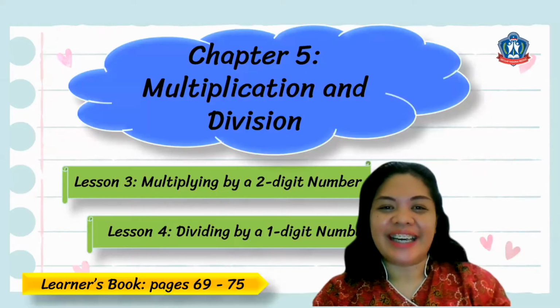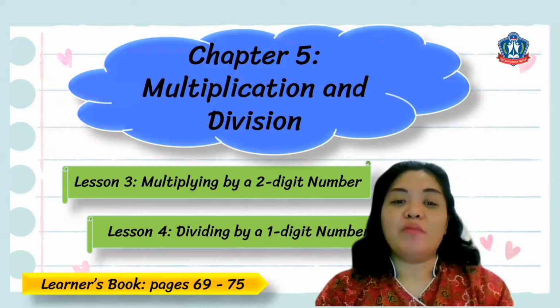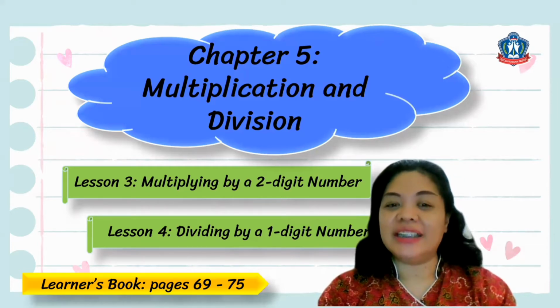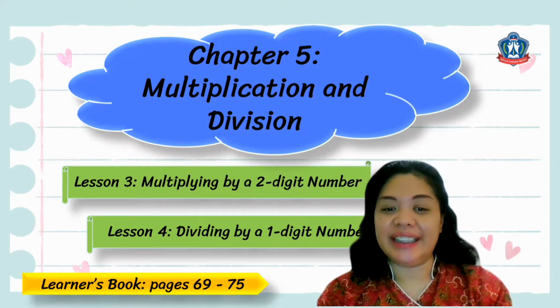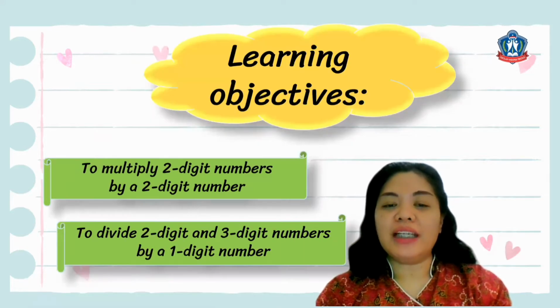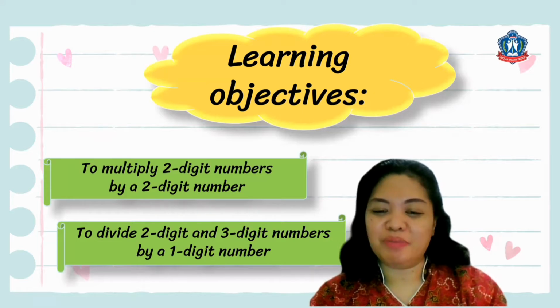Okay, now let's start. In this video, you will learn more about chapter 5, multiplication and division. And you will learn two lessons, multiplying by a two-digit number and dividing by a one-digit number. You can find these two lessons in your learner's book, pages 69 until 75. The objectives of these lessons are to multiply two-digit numbers by a two-digit number and to divide two-digit and three-digit numbers by a one-digit number. Okay, children, come on, let's start learning.